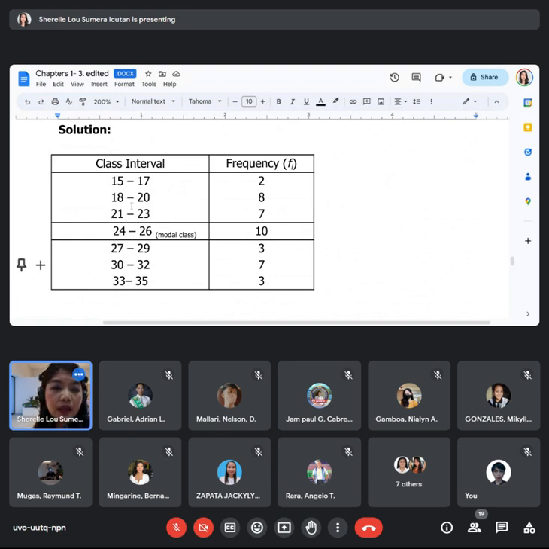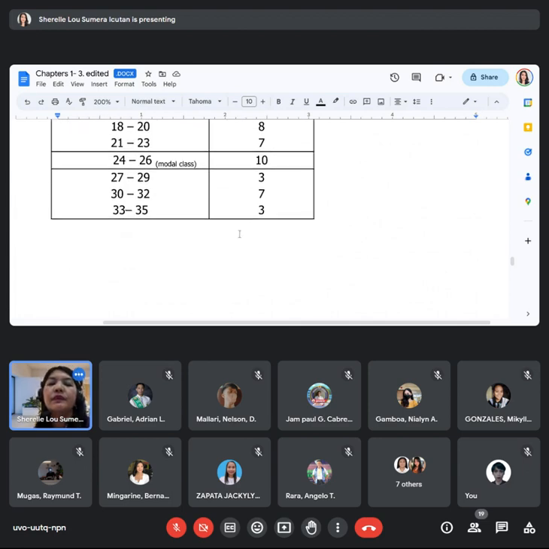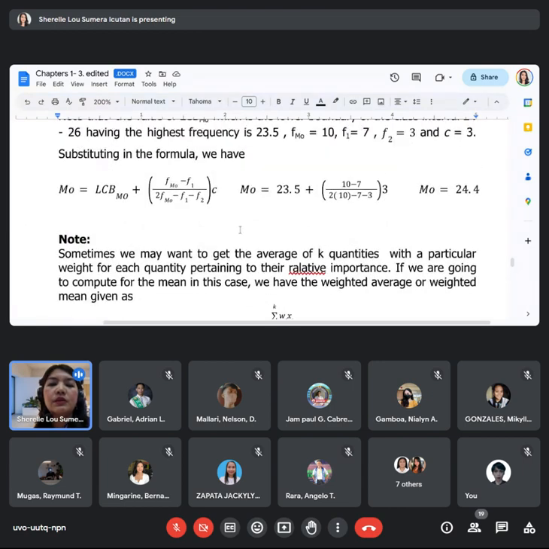Anywhere you can count here. You can also count in the fourth class interval 24, 25, 26, and it's the same. So you just have to substitute your values: 23.5 plus 10 minus 7 over 2 times 10 minus 7 minus 3, times 3. Of course, you have to do first the things inside your parentheses and then you multiply it with 3. Then you add 23.5 and you get 24.4. Is that clear?